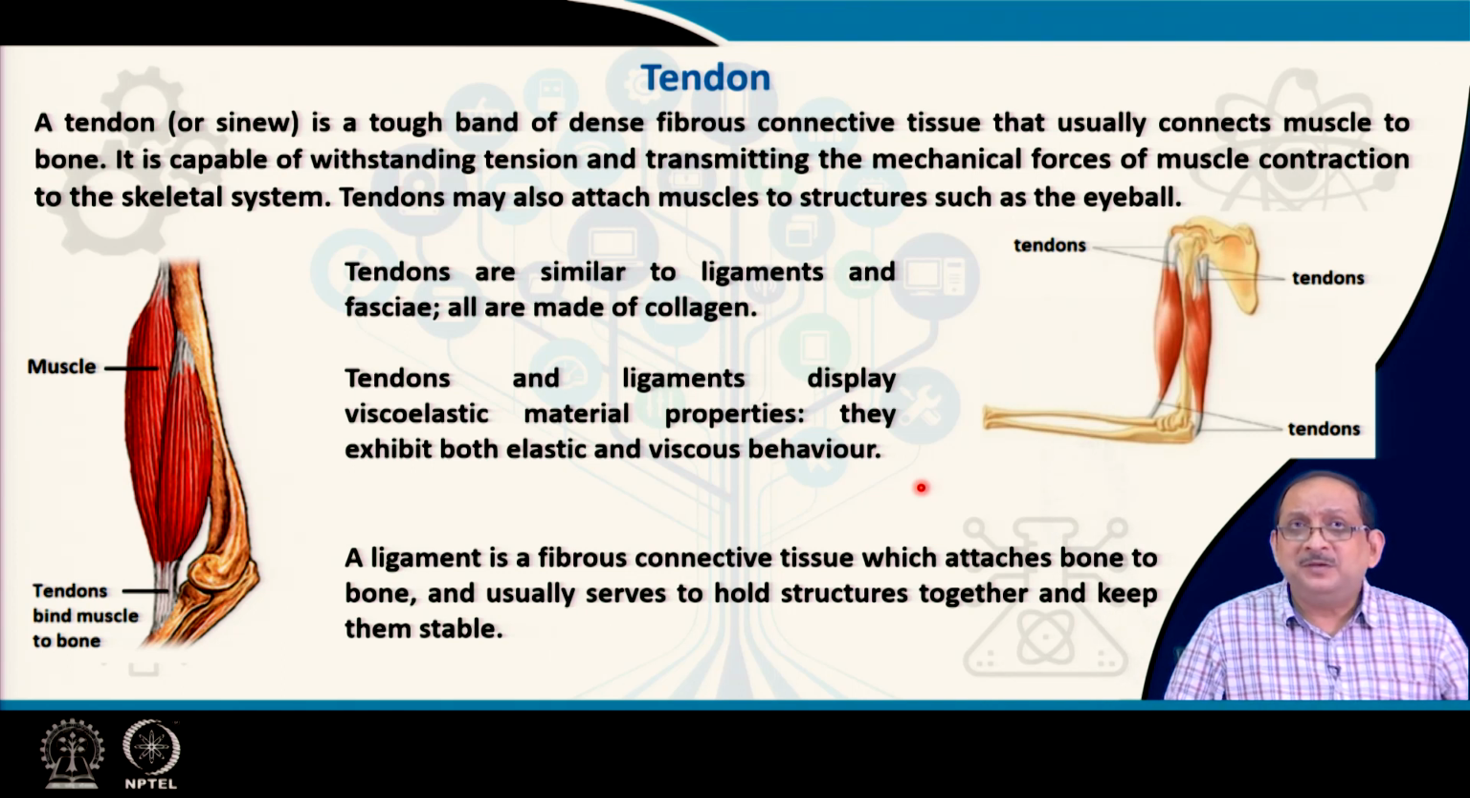In comparison to a tendon, a ligament is also a fibrous connective tissue, but it attaches bone to bone and usually serves to hold the structures together and keep them stable. Thereby, ligaments mainly provide stability to connected structures.